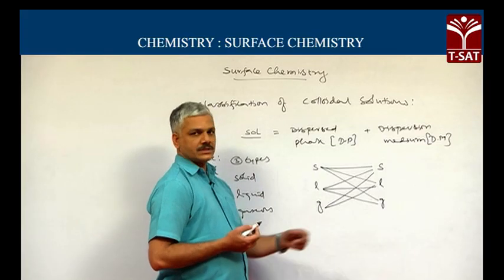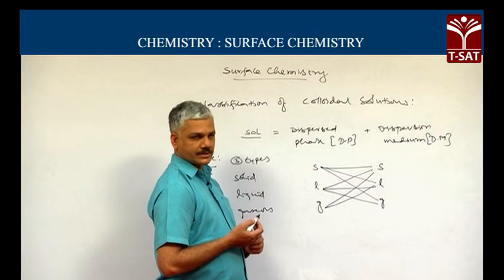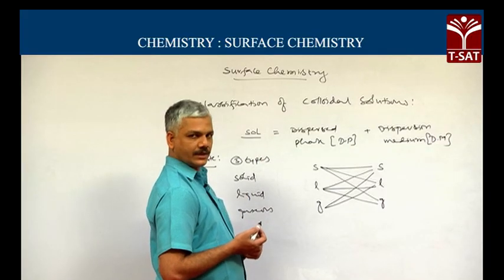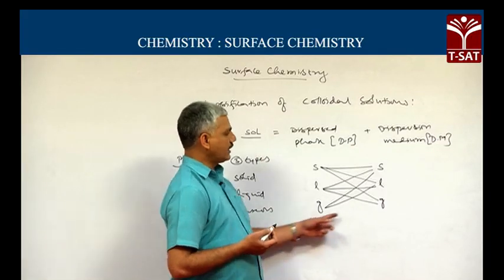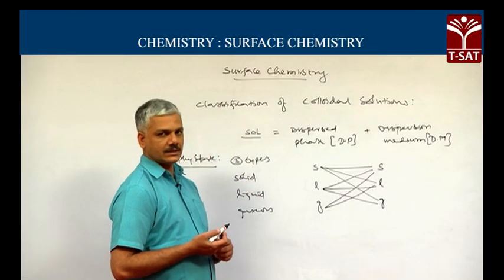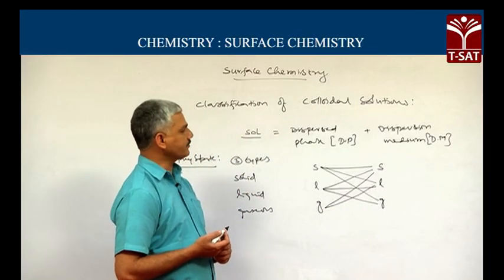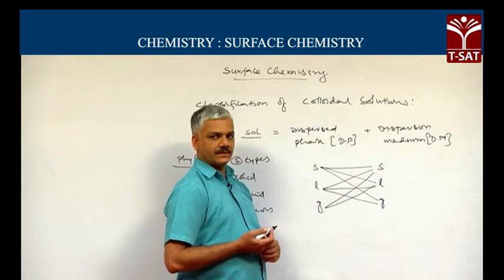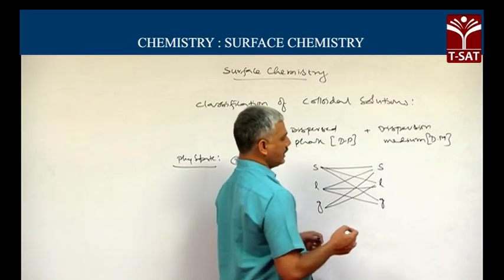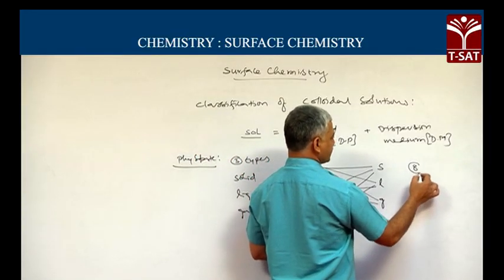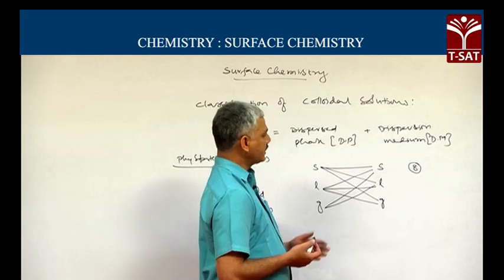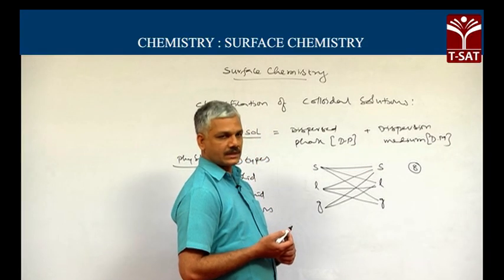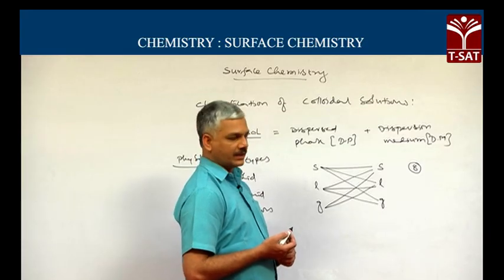The next combination, gas in gas, is ruled out because a colloidal solution has to be always heterogeneous in nature. A gas in gas combination is always homogeneous in nature. Hence, depending on the physical states of dispersed phase and dispersion medium, 8 types of colloidal solutions are possible, which are named based on the physical states of dispersed phase and dispersion medium.